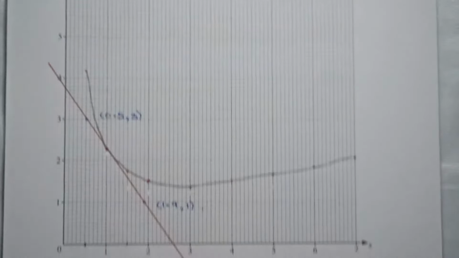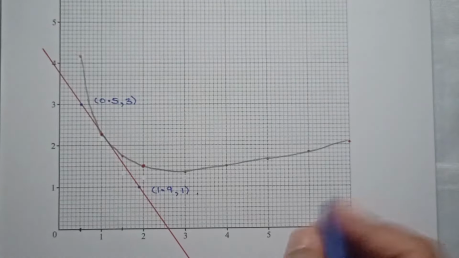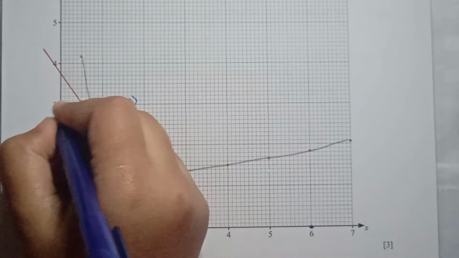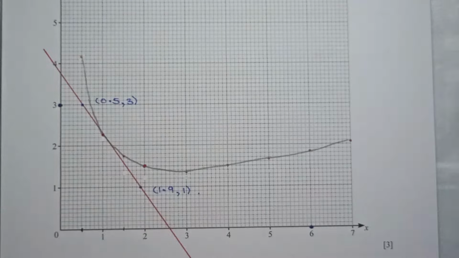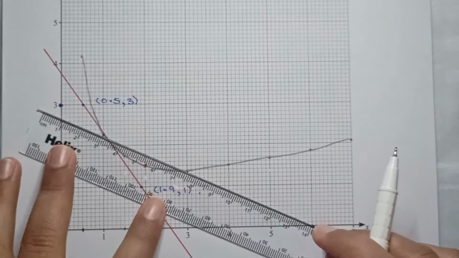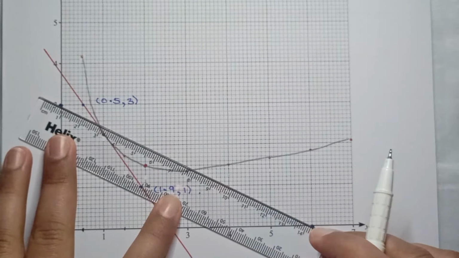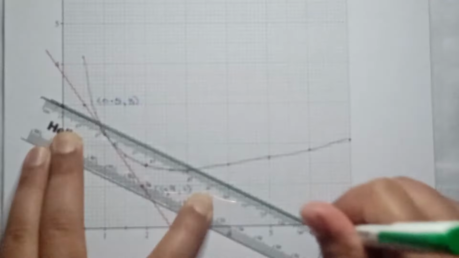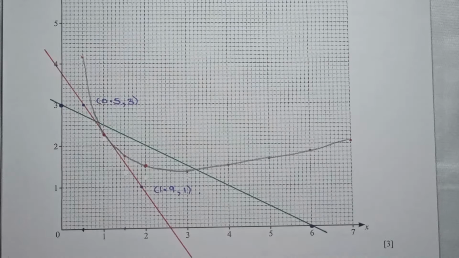Okay, so 6 and 0. So x is 6 and y is 0, and 0, 3 would be this point. Okay, let me connect both of them. Yes. So this is the graph of the given line.